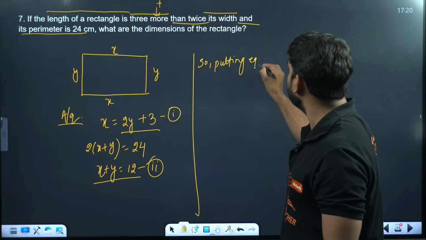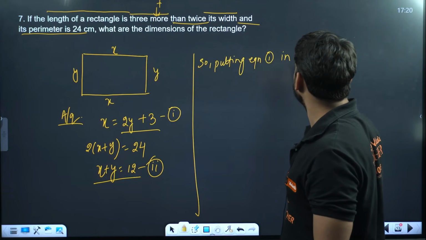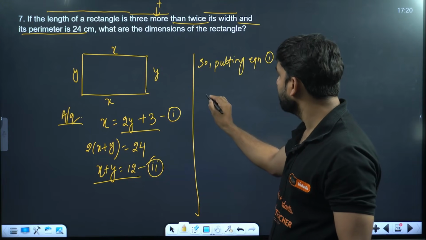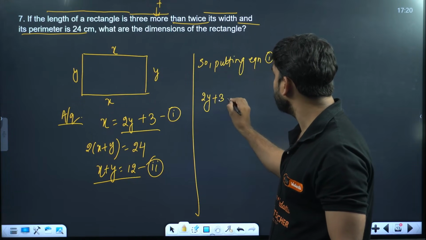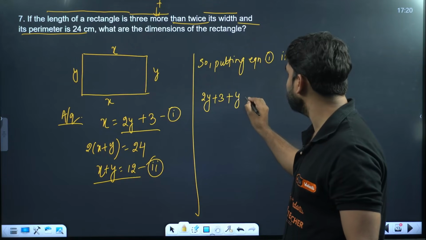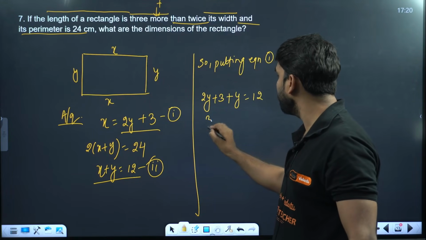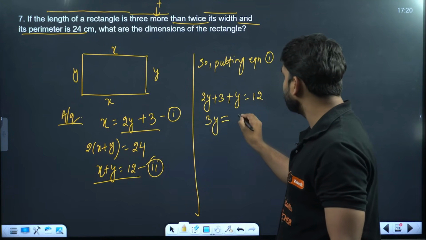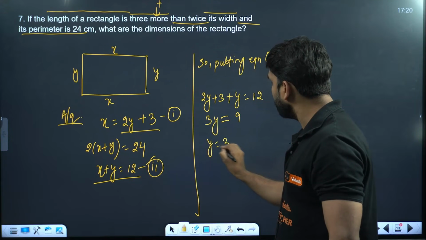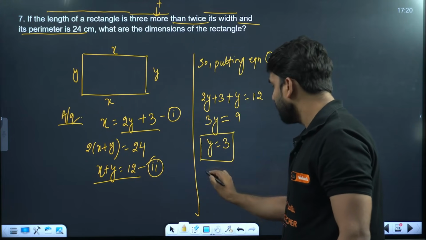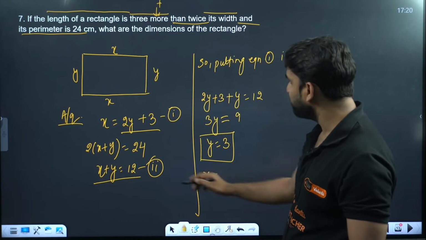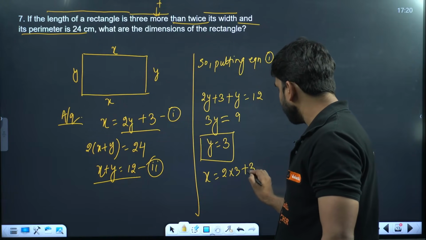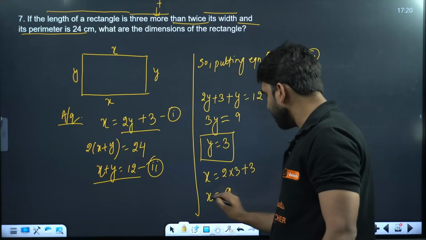So putting equation 1 in equation 2, at the place of x we can put 2y plus 3, so this will become 2y plus 3, and this is already y, plus y equals 12. So 2y plus y will be 3y, and this 3 is plus, so when it goes to the other side, 12 minus 3 will be 9, so y is equal to 3. And once you get y equal to 3, what will be x? x is 2 into 3 plus 3. So 2 into 3 will be 6, and 6 plus 3 is 9.